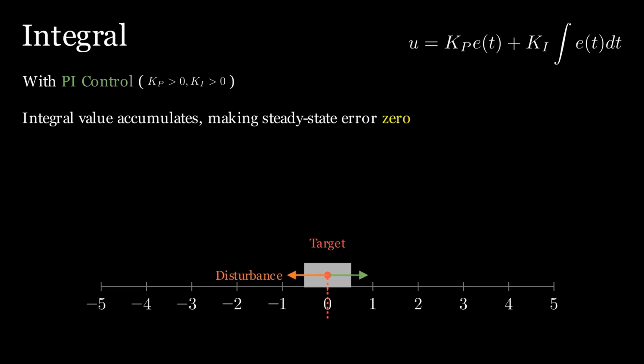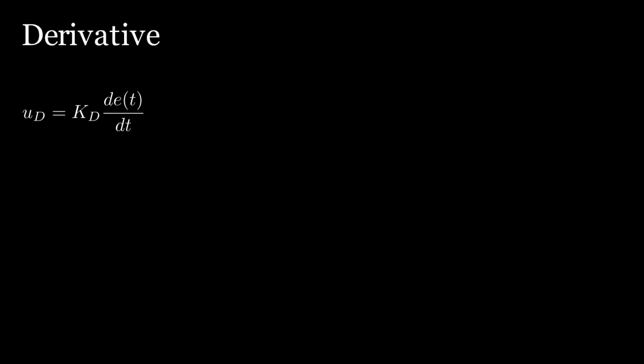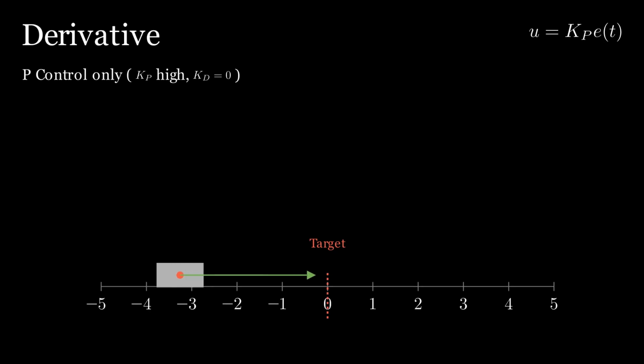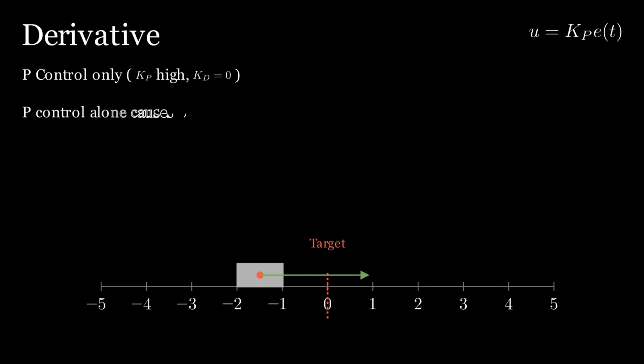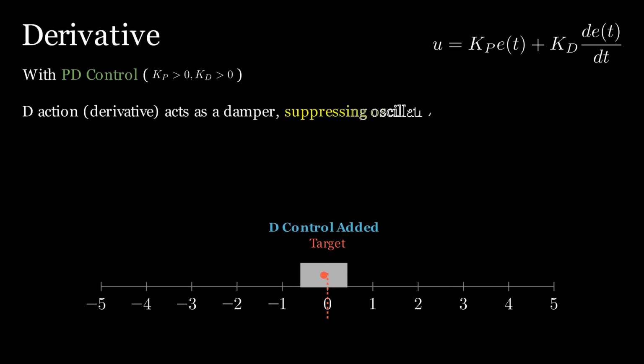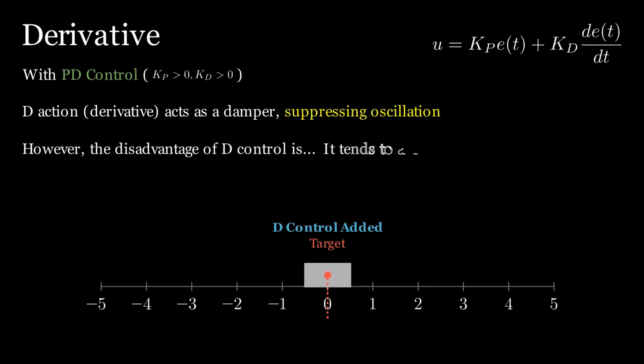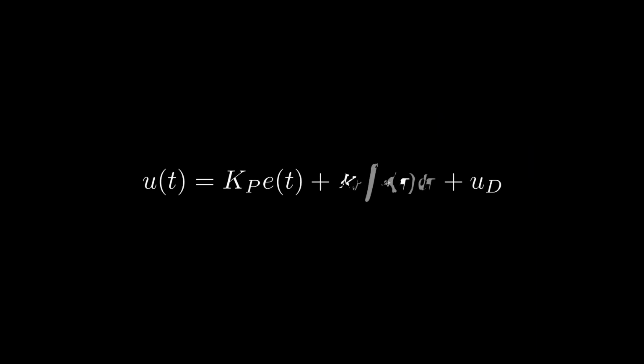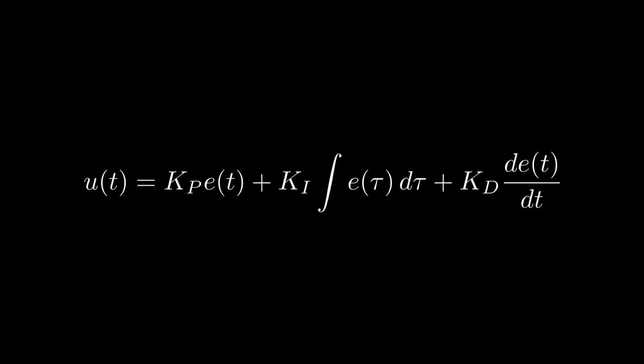I see. And the last one, D? D, the derivative action. This looks at how the error is changing, its rate of change, the derivative, almost predicting the future. It acts like a damper, preventing the system from moving too quickly or suppressing oscillations. This increases stability, which in turn allows you to set higher P gains and speed up the response. But are there any drawbacks? Yes, it tends to amplify sensor noise. So tuning these gains, KP, KI, KD, becomes extremely important.